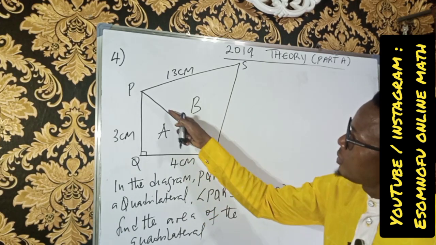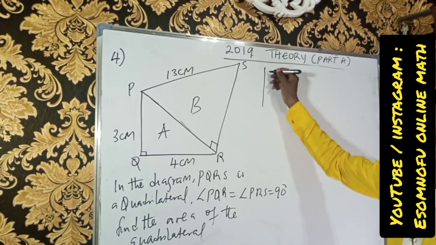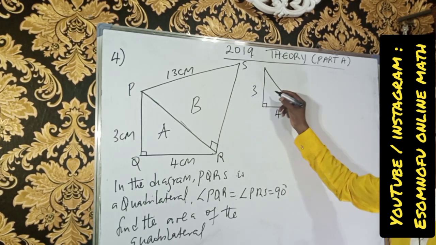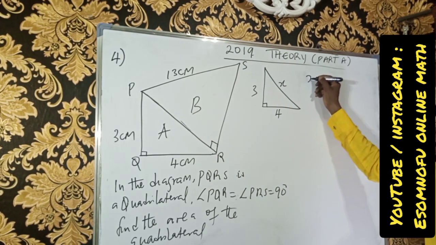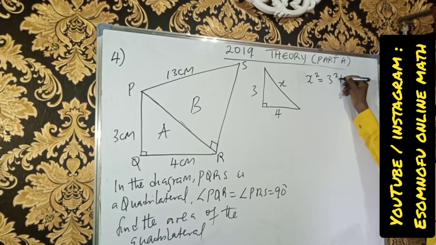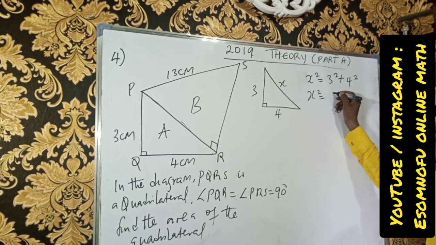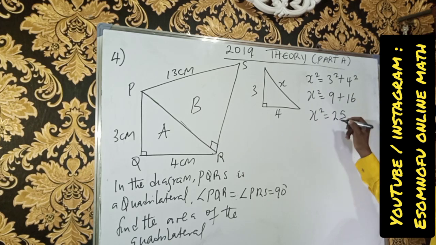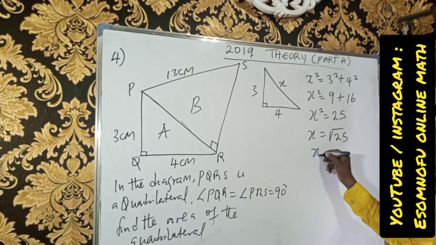So I need to get the particular hypotenuse of this first triangle here. So I can bring out the first triangle out like this. So that here is now 4, here is 3. I don't know here, let me call it x. From Pythagoras theorem, you can now see that x squared is 3 squared plus 4 squared. If you are looking for hypotenuse, you are adding. So x squared will give us 9 plus 16, and 9 plus 16 will give us 25. So to get the value of x, I will get the square root of 25. So my x is now 5 cm.